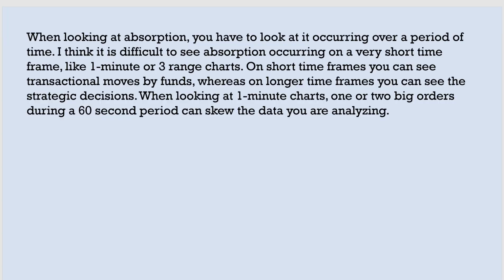So when looking at absorption, you have to look at it occurring over a period of time. I think it's difficult to see absorption occurring on a very short time frame, sometimes like 1 minute charts. I think you can. I know I look at 1 minute charts or 3 range charts, but I think it's a little difficult. If you're looking at a 1 minute chart, it has to be a market that's got decent volume. If you're trading, say, nat gas on a 1 minute chart, you definitely have to look at it over a period of time rather than one bar.